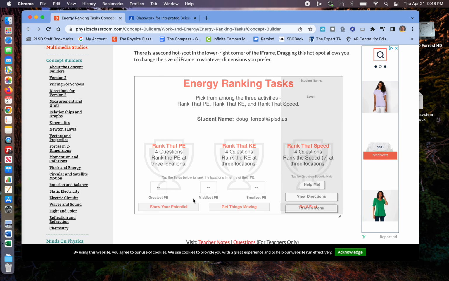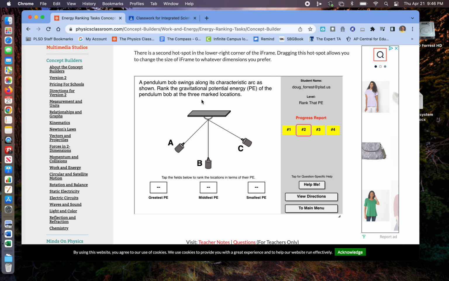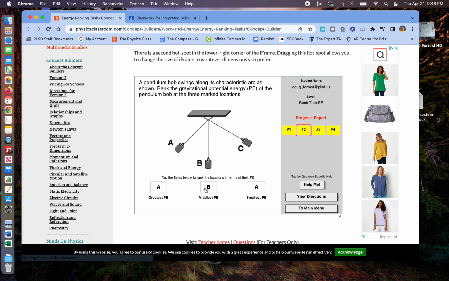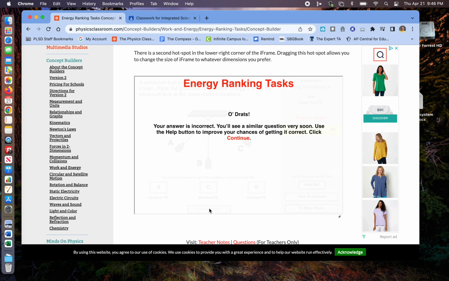So if you have a situation like this, you read this up here, it's asking you to rank the potential energy. Well, you should know that potential energy is mgh, so the higher it is, the more it will have. Now, these two are really close, but A is a little higher than C. So I'm going to say that's the greatest. C is the middlest, and I would say B is the least because it's the lowest. I'm going to check my answer. Oh, drats, I got that wrong.